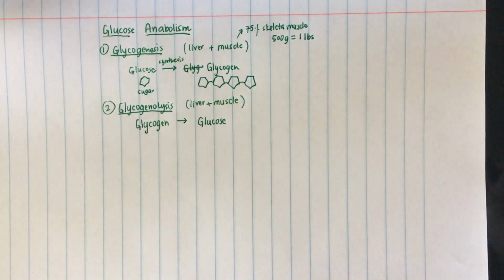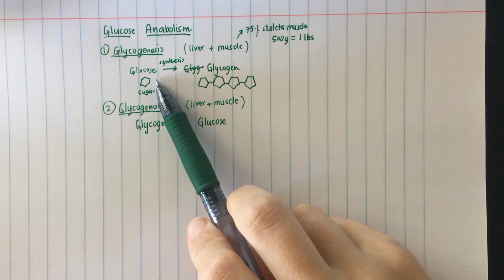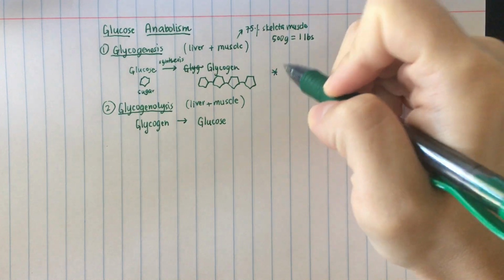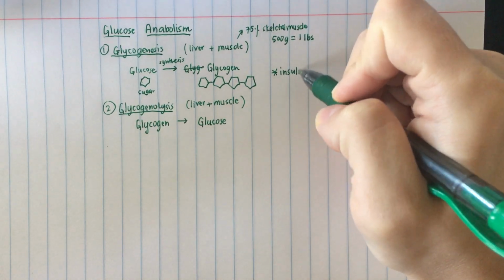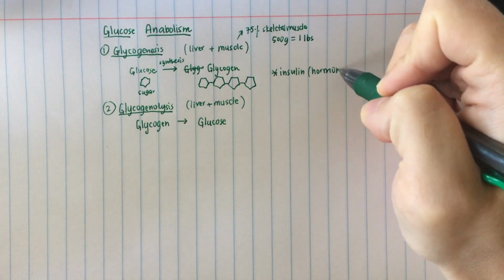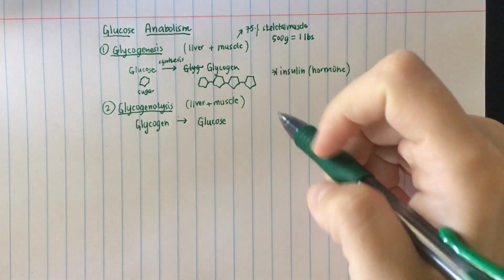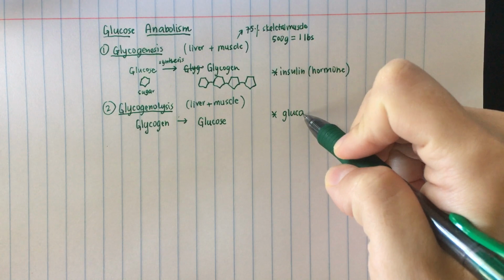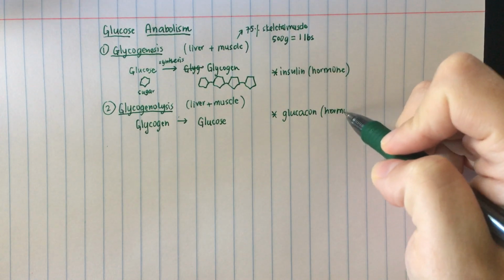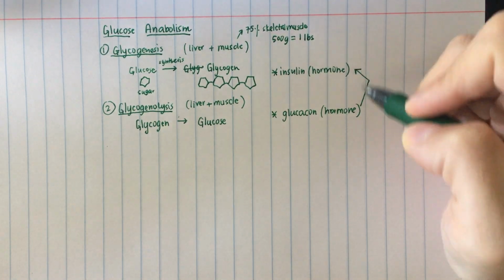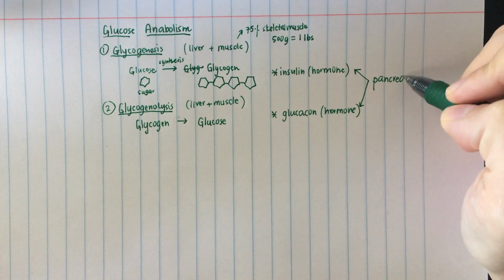Turning to the next page. So glycogenesis is stimulated by a hormone called insulin. This is the pancreatic hormone produced by pancreatic beta cells, and it stimulates glycogenesis. And glycogenolysis is stimulated by the hormone called glucagon, also a pancreatic hormone. So both of these are produced by the pancreas gland.